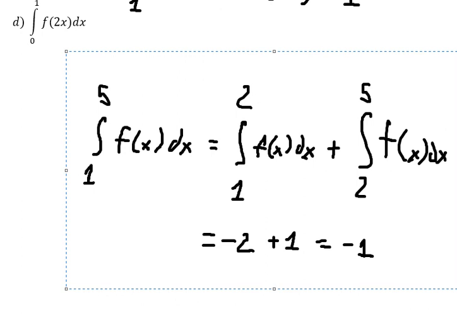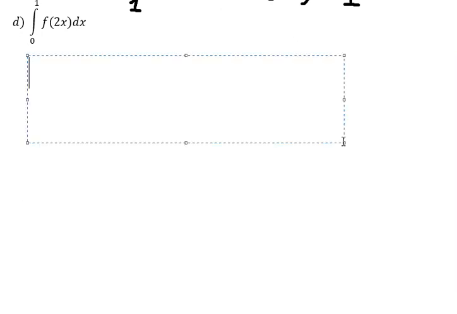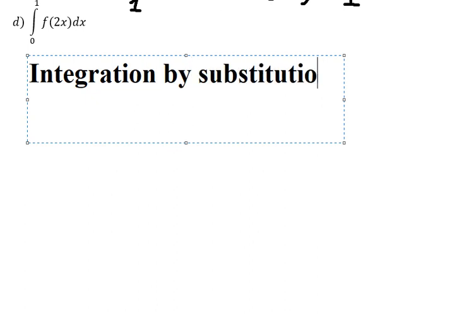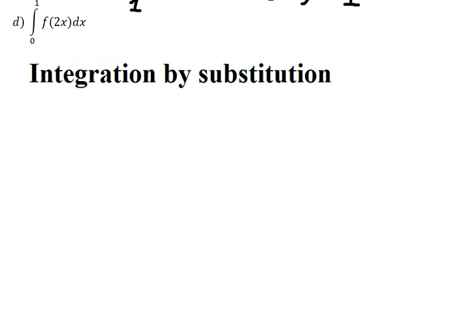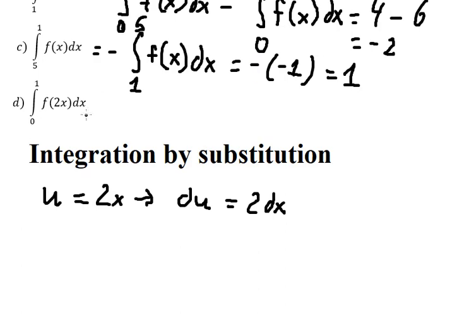Now let's go to the last one. For question D, we can use integration by substitution. So I will put u equal to 2x. Later we do the first derivative for both sides, and we have du equal to 2 dx. Because we don't have 2 next to the dx, we divide both sides by 2.